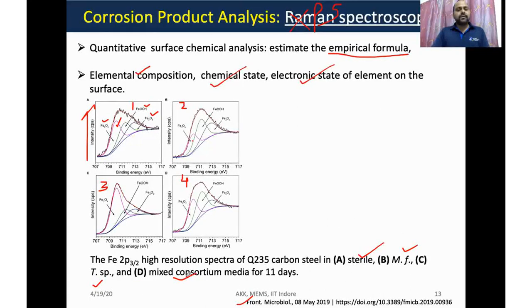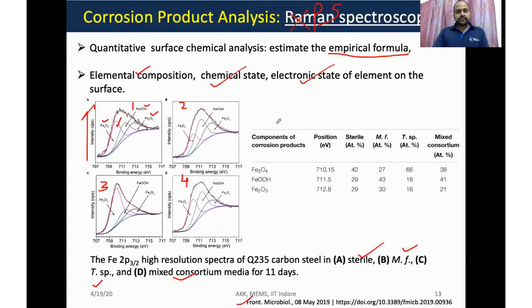So when your iron is exposed to these 4 different media, there are differences in the corresponding phases, and they have summarized the data here. If you see these 3 components, Fe3O4, FeOOH, Fe2O3. So this is the electron volt, this is the position. So they fitted at 710.15, 711.5, and 712.8. So medium 1, medium 2, medium 3, and this is medium 4.